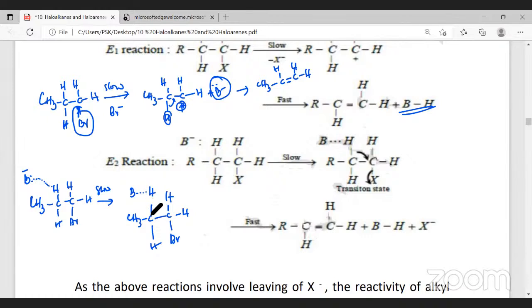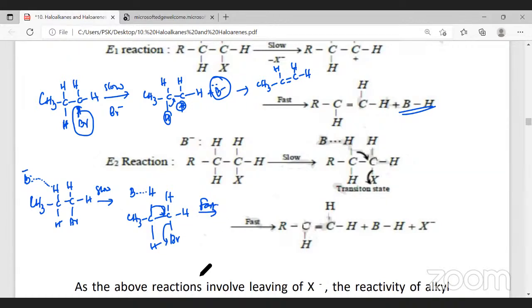Therefore, this bond will shift. This bond will shift towards this carbon atom. Now, when this bond is shifting towards this carbon atom, it should have only 4 bonds; it cannot have 5 bonds. Therefore, to attain stability, this bond shifts onto bromine. This is called the transition state.